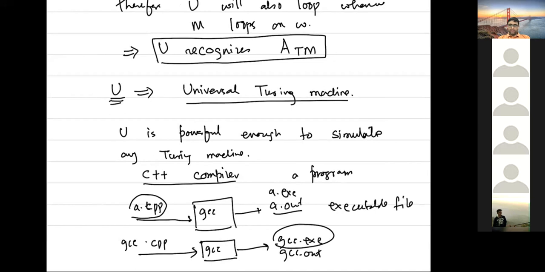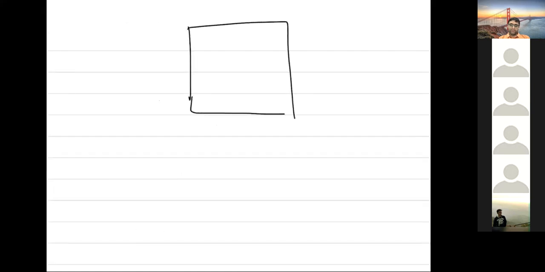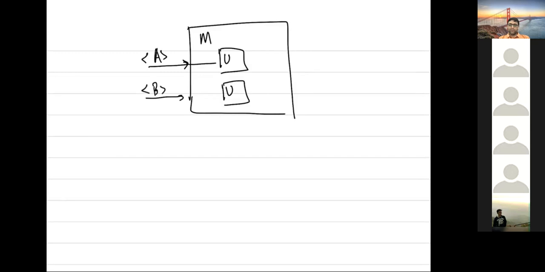So what you can do is create a new Turing machine M which contains two copies of the universal Turing machine. Now it can simulate two Turing machines. Now you can have two inputs here, let's say A and B. A is a description of a Turing machine here, and B is a description of another. So you pass A to U1, pass B to U2, and now you have two simulations, right? Yeah, it is possible.